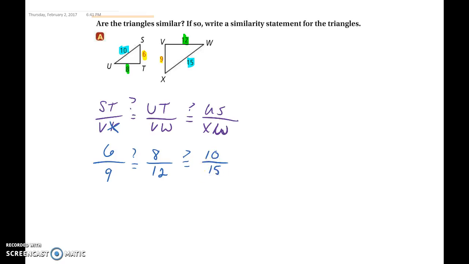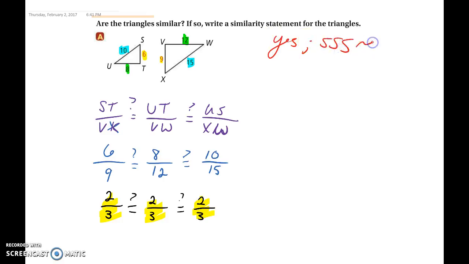All right, then we would just reduce all of these. And we would get 2 over 3. Does this equal to 2 over 3? Does this equal to 2 over 3? So now they all have to match up. And since they all have the exact same ratio, we can then say yes. And it's through side-side-side similarity statement.